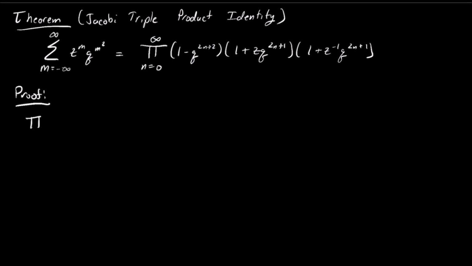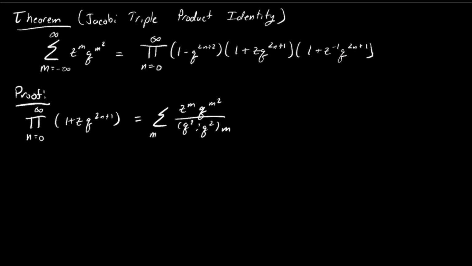So I'm going to take this product. It's going to be the product of (1 + z q^(2n+1)) as n goes from 0 to infinity. And this might look familiar because this is the expression that appeared inside of equation star. Right, so this is our very first equation. So by equation star, I can write this as the sum of z^m q^(m^2) divided by (q^2; q^2)_m, and m goes from 0 to infinity. And this is by equation star.